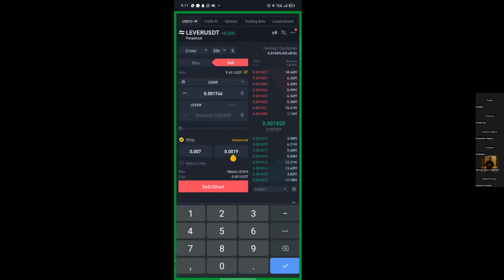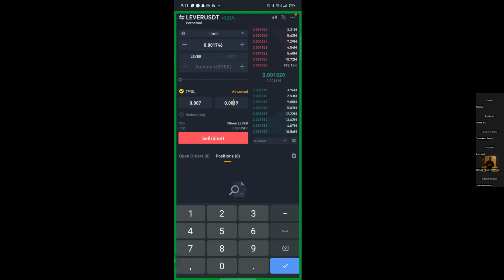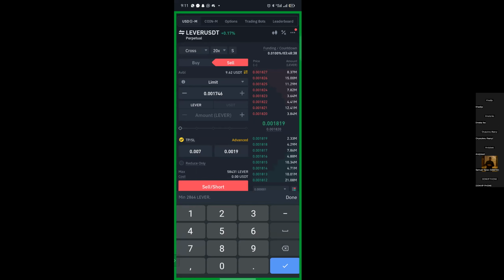Once you enter the information, you put in your limit order, then you click on what? On sell. If you sell, you're selling. If it is long, make sure you're selecting long. You click on buy. This buy means long, okay? If you are shorting, this sell means short. So depending on the signal, we are expected to short the coin, so I'm using short.